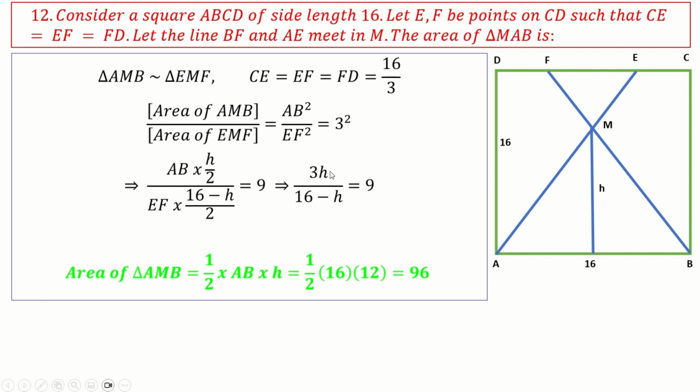If I see here, AB by EF basically is 1/3, right? EF is 1/3 of AB, correct? So it will become 3H by 16 minus H equal to 9. Or I will get the H value. If I simplify, I'll get H equal to 12. Once I get H equal to 12, area of AMB is very easy. Basically, it's equal to 1 by 2 into AB into H, which is nothing but 96 square units.